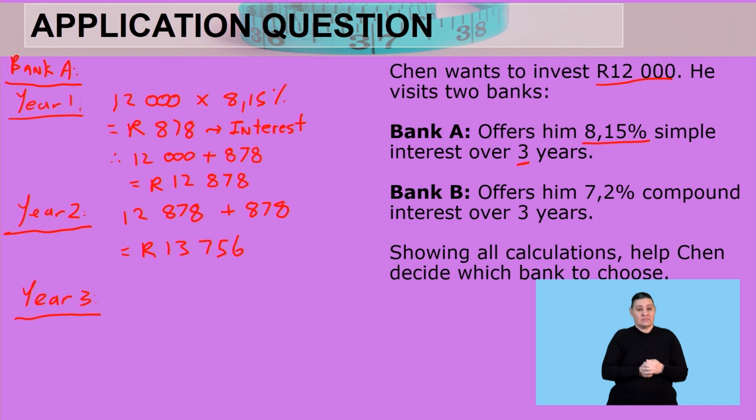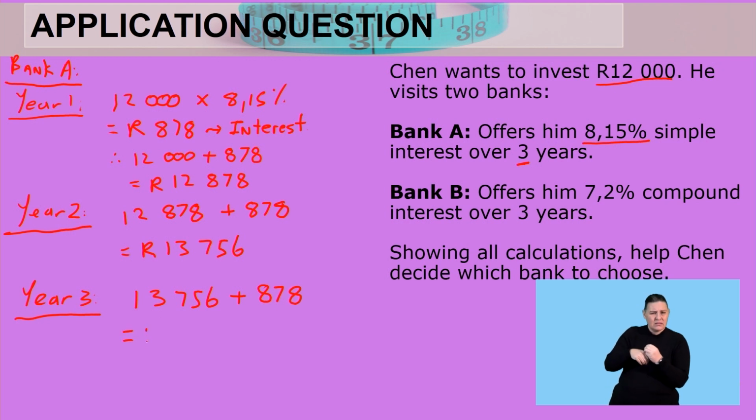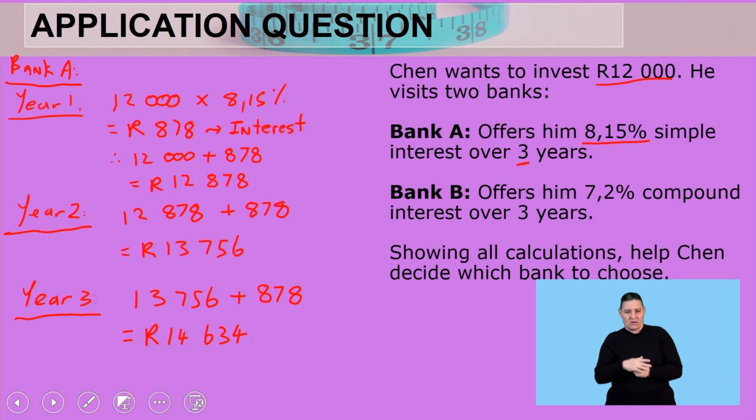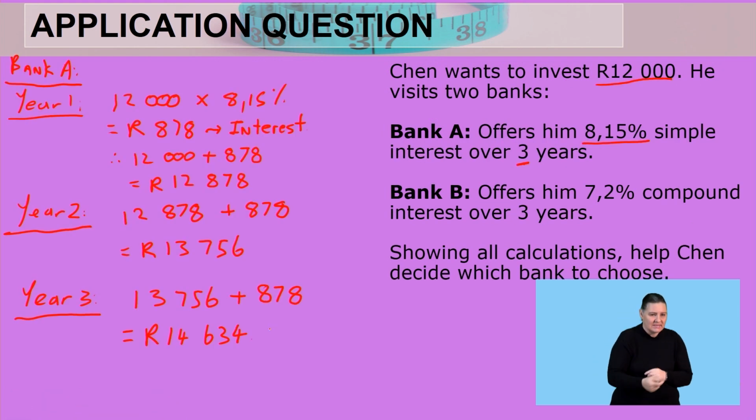And lastly, for year 3, I get the previous amount, 13,756 Rand. We'll add on the interest of 878 Rand, and this leaves me with 14,634 Rand as a possible investment. I apologize, we jumped there a bit too quickly. There you go. All right, that's Bank A.